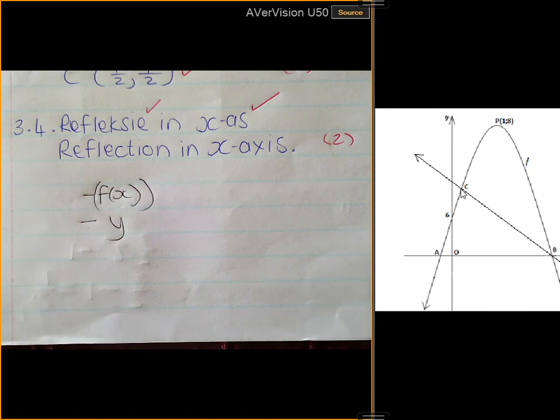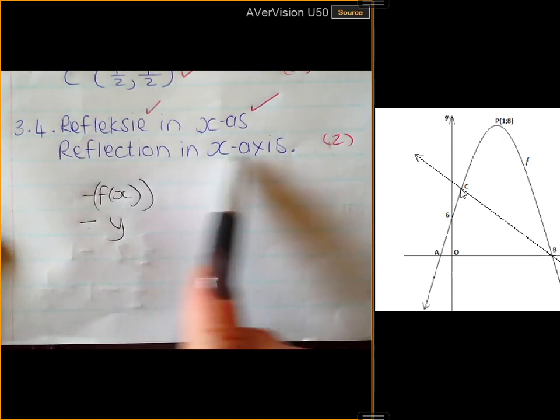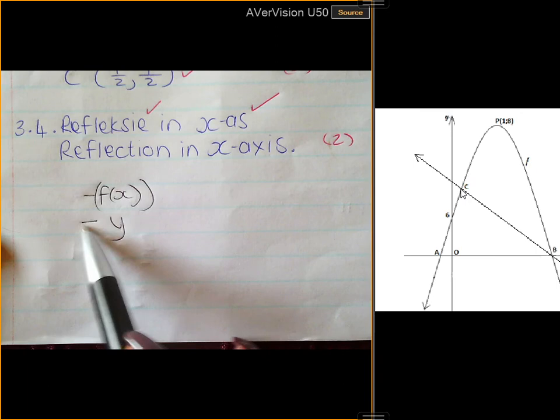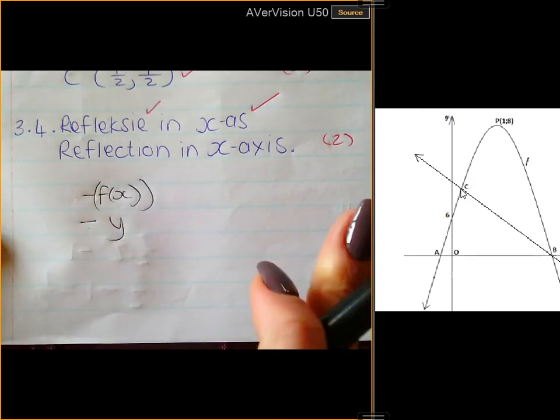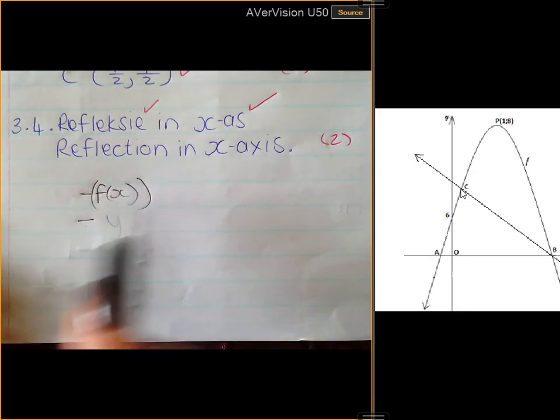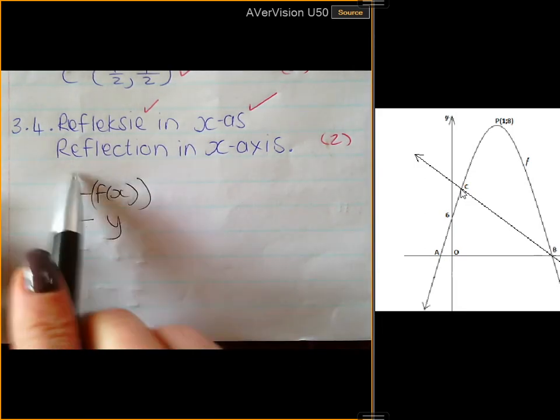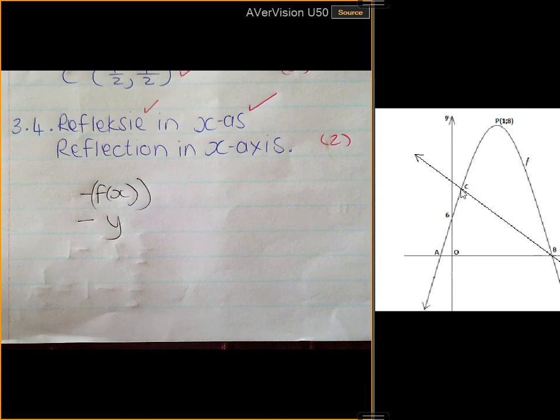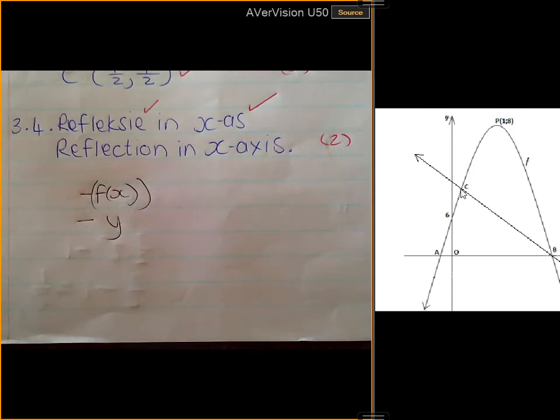So literally all you had to say is it's a reflection in the x-axis because of the negative in front of y. Some of you wrote out a whole paragraph. If in your paragraph it came down to it that you're reflecting in the x-axis, you got the mark, but that was all that was necessary, reflection in the x-axis. Okay, and that's it.